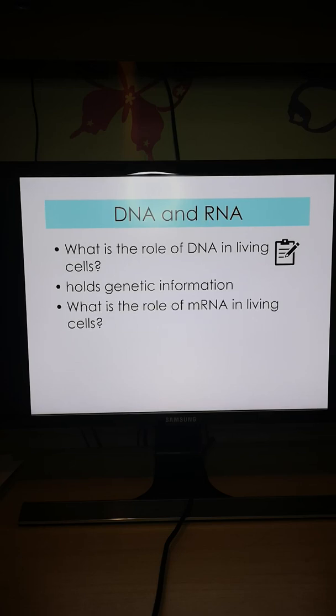What's the role of the mRNA? Write it down.